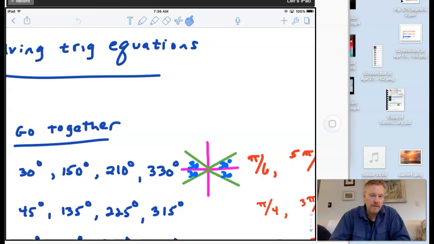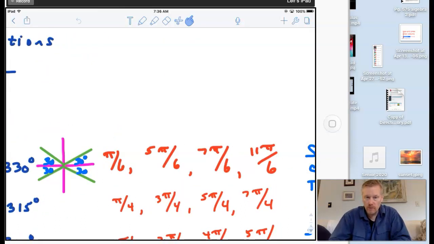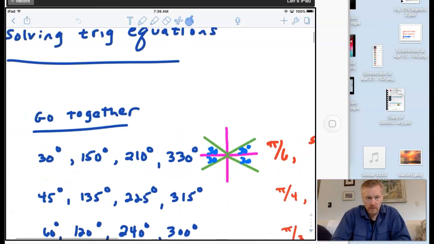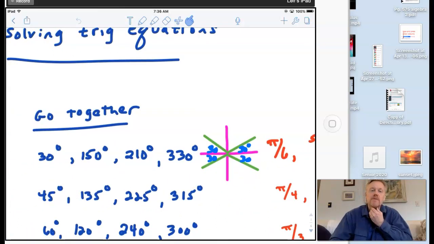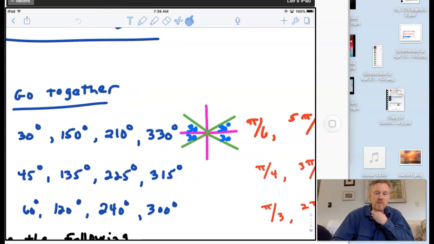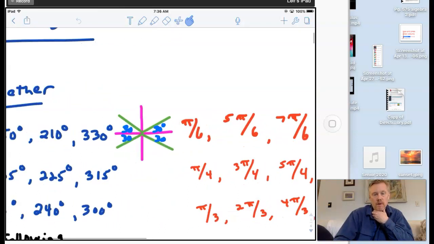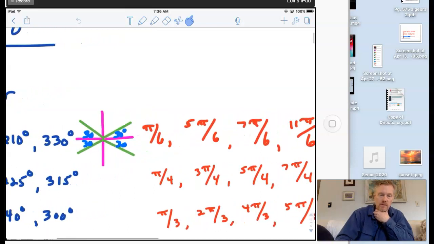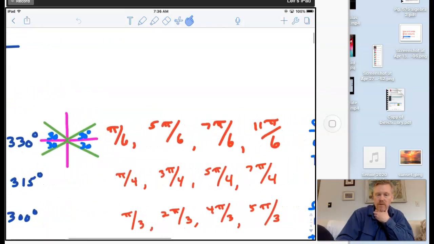45, 135, 225 and 315 go together, because those will be if your reference angle is 45 degrees. And those in radians are pi over 4, 3 pi over 4, 5 pi over 4, and 7 pi over 4, which correspond with 45, 135, 225, and 315. And the same thing can go for 60, 120, 240, and 300. A reminder that 60 degrees is pi over 3, 120 is 2 pi over 3, 240 is 4 pi over 3, and 300 is 5 pi over 3.